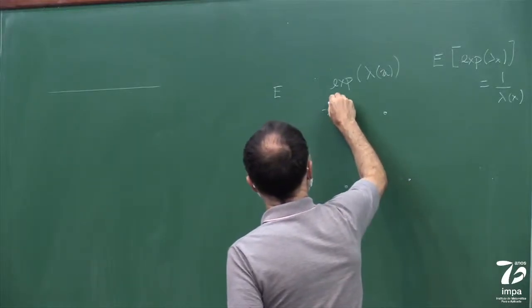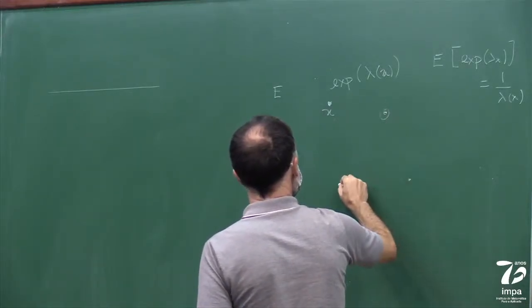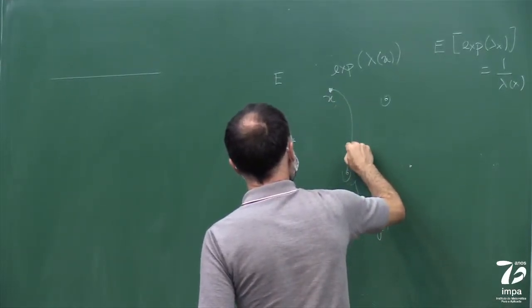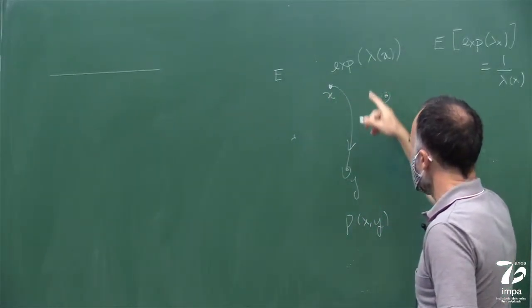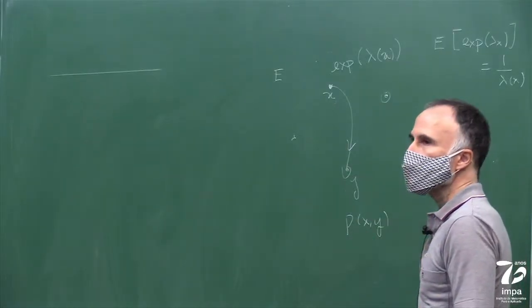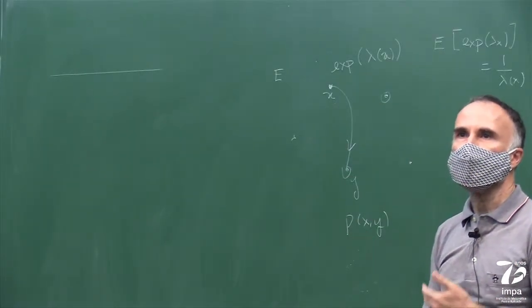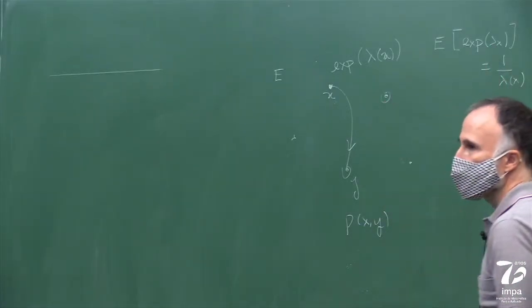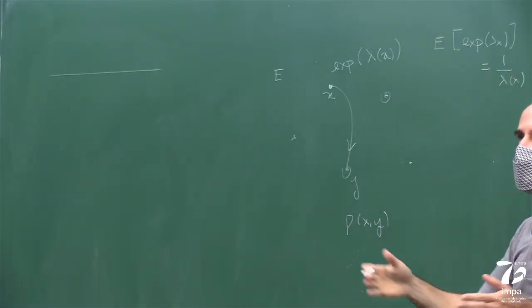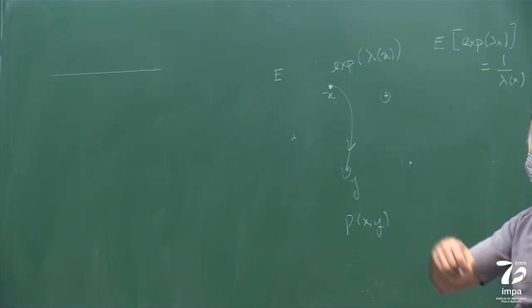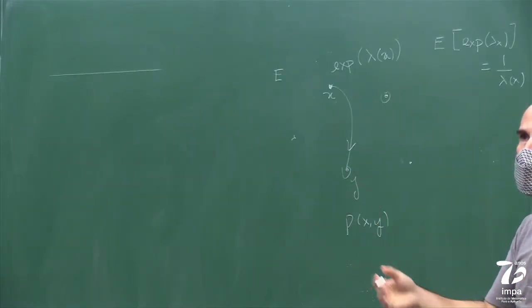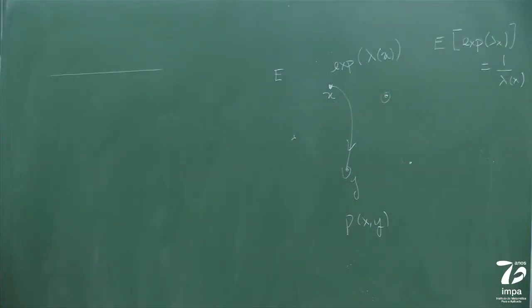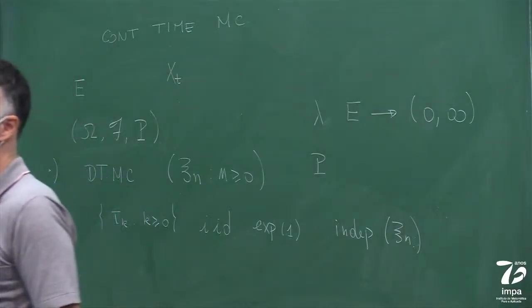And at the end of this time, you choose one point y with probability p_xy, and you jump to this point. So these are the parameters I mentioned. Once you reach y, you repeat. So you remain in y for an exponential time, now of parameter lambda of y. And after this exponential time, at y, you choose z with probability p_yz, and you jump to z. So this is an informal description of this process.